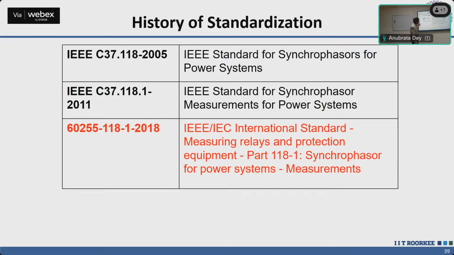Now, just the standardization part. What we learned till now is that we are using C37.118, which was given in 2005, where the PMU can send the data to the PDC. But later on it was amended in 2011, same C37.118.1. And later on in 2018, this was not there. Now what is existing is 60255, right? So now IEEE C37.118 is not there.